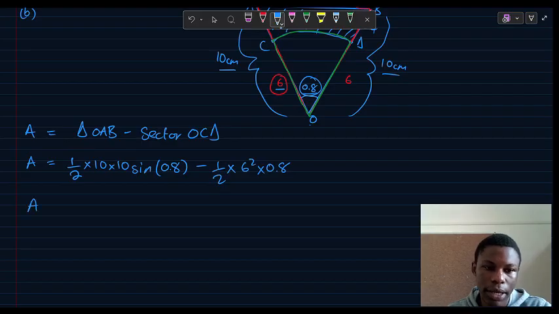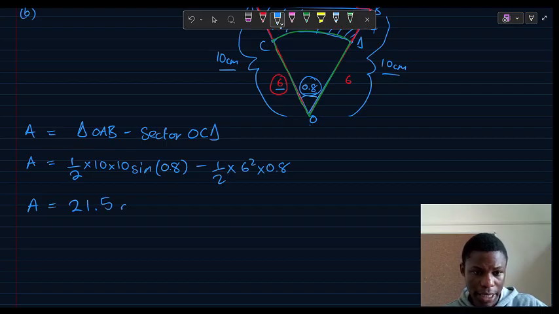And so our area, we can just punch that into the calculator. That's 1 over 2 times 10 squared times sine of 0.8 minus 1 over 2 times 6 squared times 0.8. And so this gives us 21.5 centimeters squared, because it's area, to 3 significant figures. And that will be our final answer.